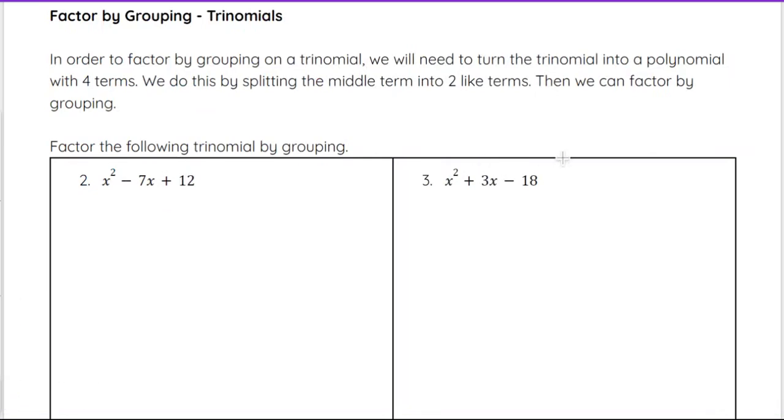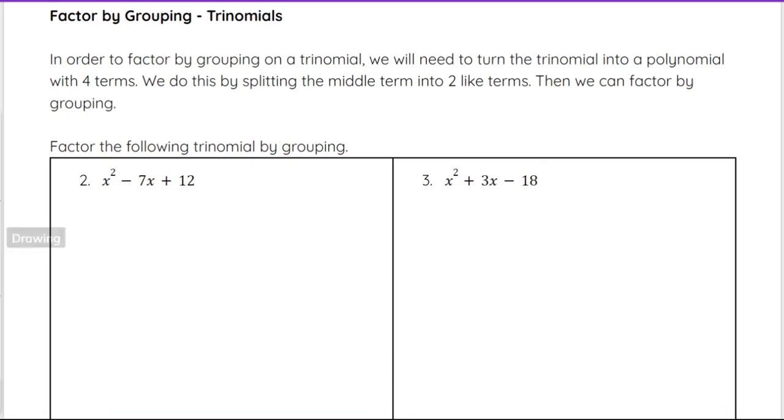So in order to factor by grouping on a trinomial, we will need to turn the trinomial into a 4-term polynomial, and we do that by splitting the middle term, the x term. So we're going to always look at that x term and break that into 2 pieces, and that's how we are going to factor by grouping.